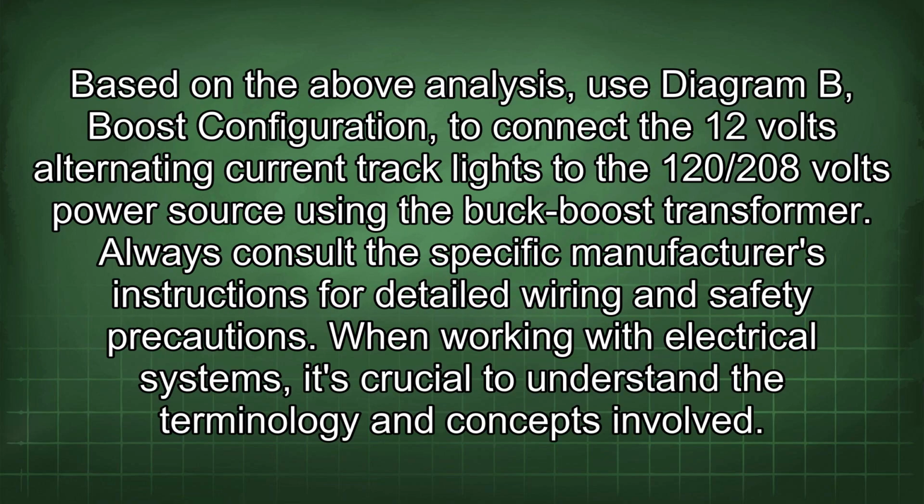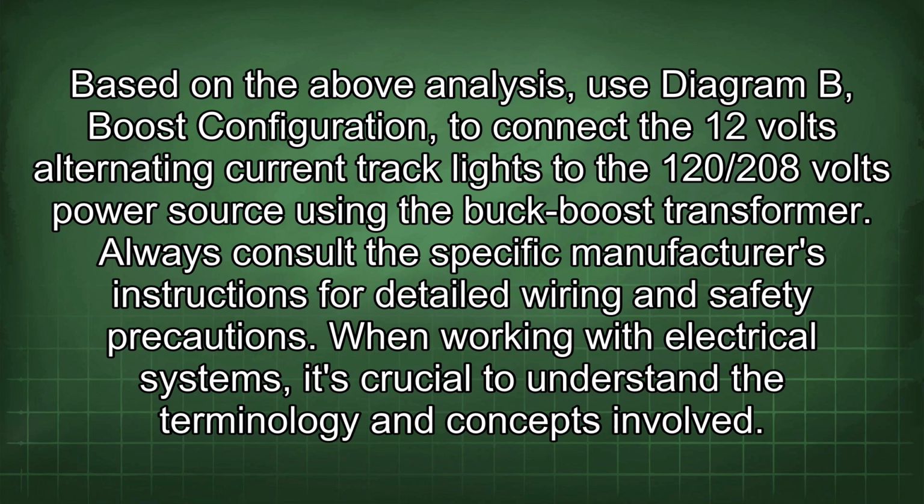Based on the above analysis, use diagram B, boost configuration, to connect the 12 volts alternating current track lights to the 120/208 volts power source using the buck-boost transformer. Always consult the specific manufacturer's instructions for detailed wiring and safety precautions.